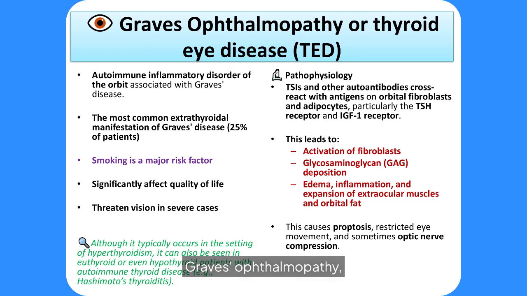Graves' ophthalmopathy, or thyroid eye disease, is an autoimmune inflammatory disorder affecting the orbit. It is the most common extrathyroidal manifestation, significantly impacting quality of life and threatening vision. Smoking is a major risk factor. The pathophysiology involves TSI antibodies activating fibroblasts, leading to glycosaminoglycan deposition, edema, and orbital tissue expansion.